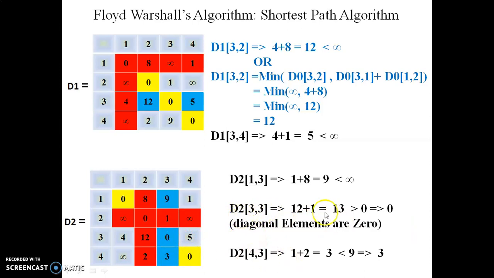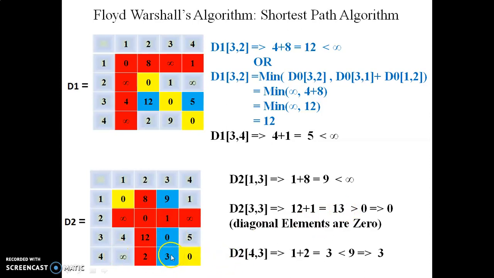So D2 of 3, 3 comes to 13, which is greater than 0. Now see here, 13 is greater than 0, and since 13 is greater than 0, we represent it as 0. Why? Because, considering the modified Warshall's algorithm, all the diagonal elements should be 0. So that is why we are writing here 0, not 13.